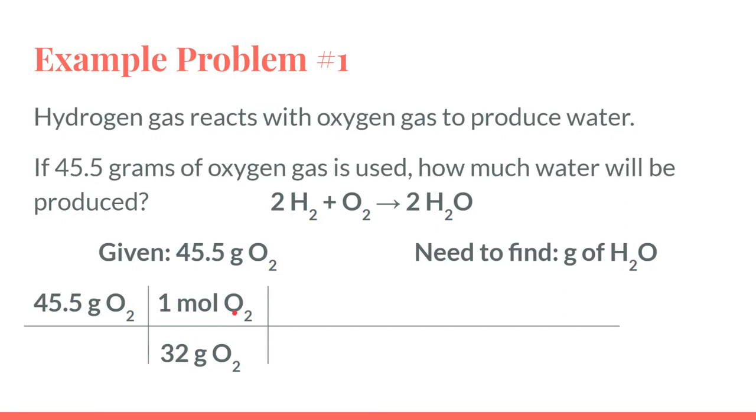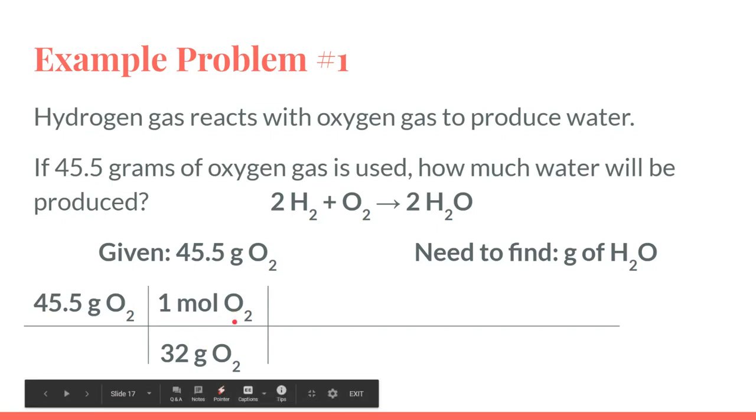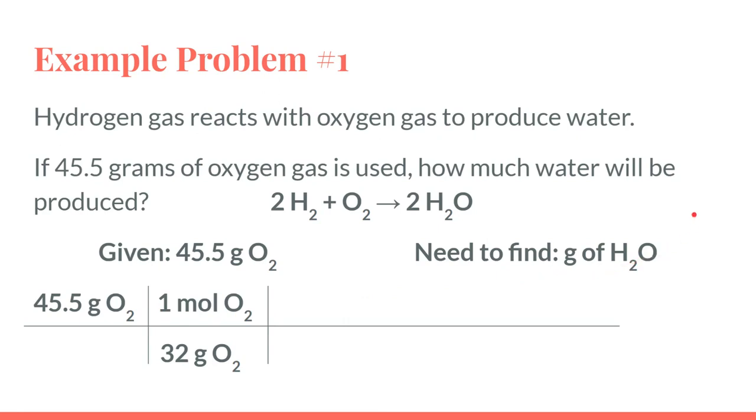So I know that one oxygen atom weighs 16 grams. And since I have 2 of them, I just multiply 16 times 2 to know that there's 32 grams of O2 in 1 mole. You've done these before, you're going to just keep doing them again. They're pretty simple.